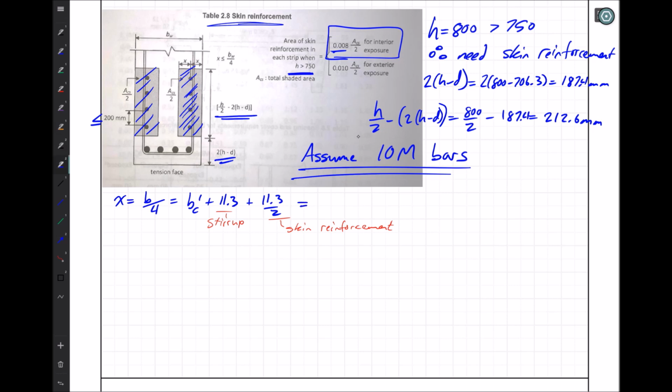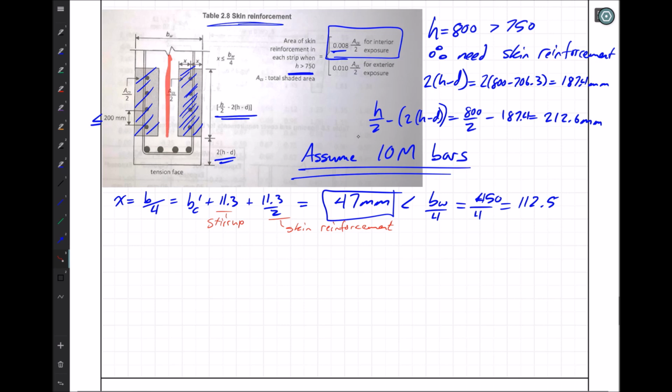And crunching those numbers, we end up with 47 millimeters, which is less than BW over 4, the width of the beam, which would be 450 over 4, and whatever that computes out to be, I guess, so 112.5, I think. So this value is equal to X, 47 millimeters. Now, if X was greater than that BW over 4, we just use BW over 4, and what it just means is that the shaded area becomes the full width of the beam.